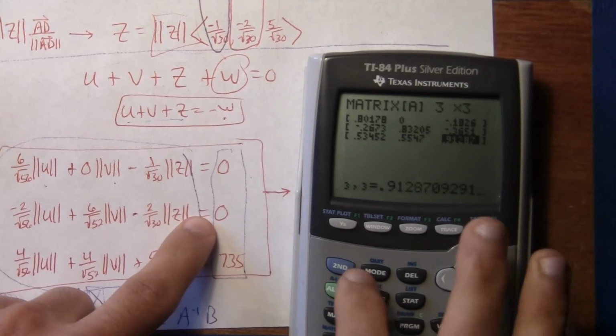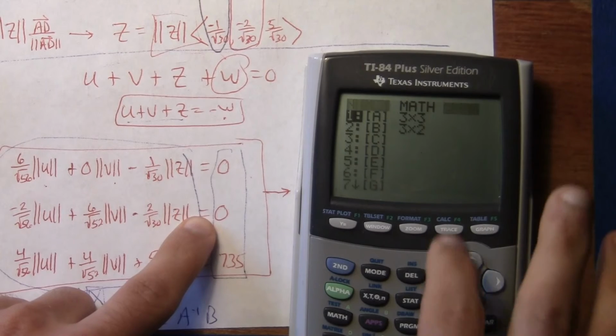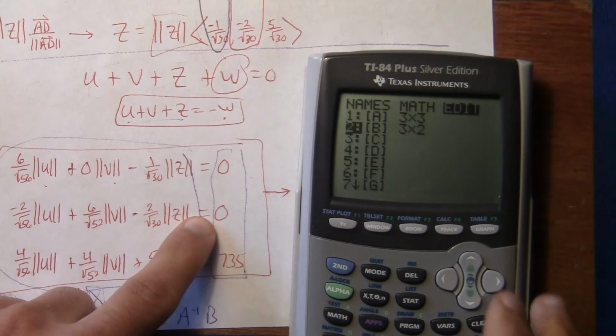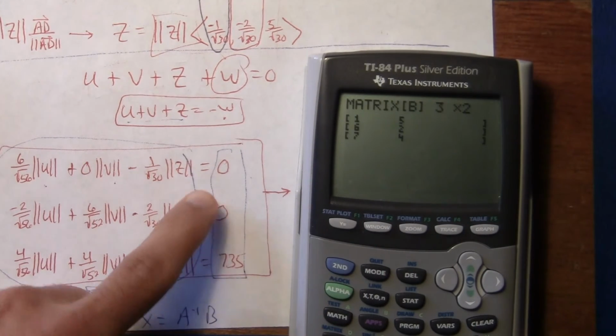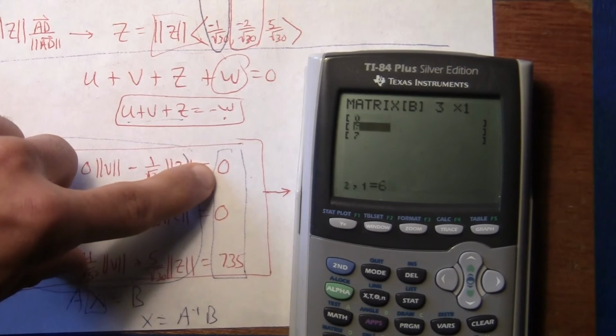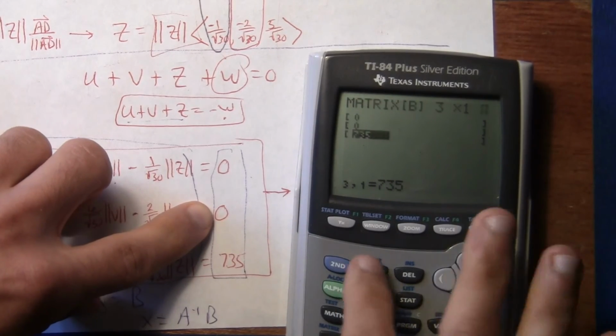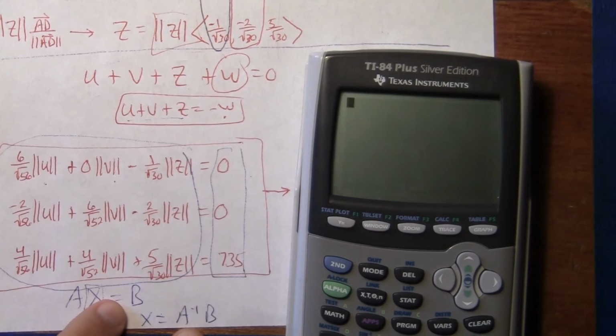Now I'm going to clear out of here, so second mode, go back into that matrix category. Under edit, make sure you don't pick that same matrix, pick a different one. I'm going to pick B. This is now a 3 by 1 matrix, and this is the answer matrix, which is 0, 0, positive 735. And now I just need to enter that into my calculator.